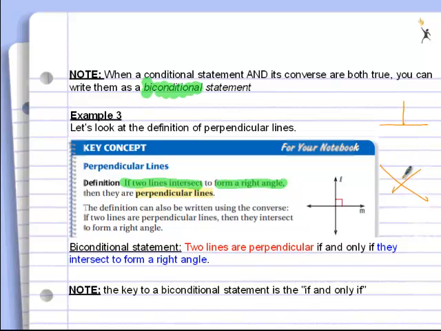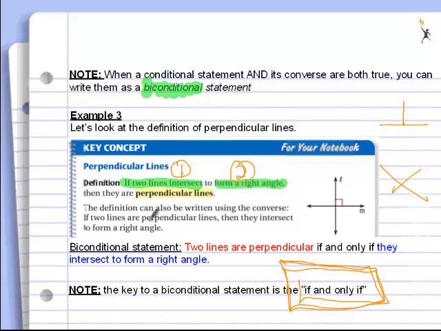Okay? But if two lines intersect and form right angles, see how there's one condition, two conditions, biconditional here, then they are perpendicular. It's a conditional statement, but it's got two hypotheses. If they intersect and they form right angles, then they're perpendicular. Hypothesis, hypothesis, conclusion. We would write the biconditional statement like, two lines are perpendicular if and only if they intersect to form right angles. Again, the key to a biconditional statement is the if and only if. Okay? If and only if.